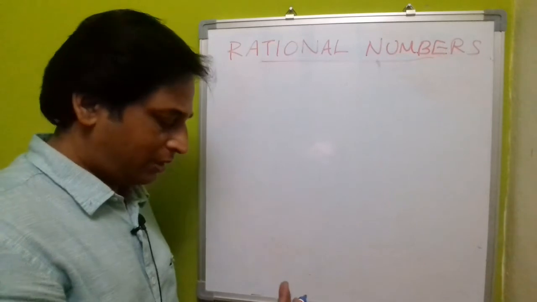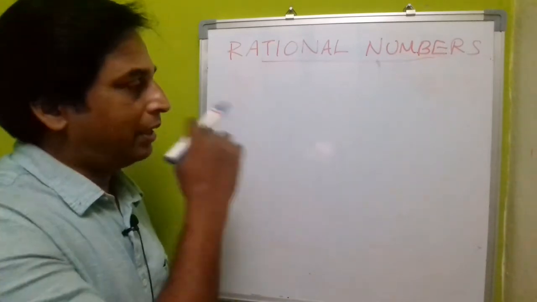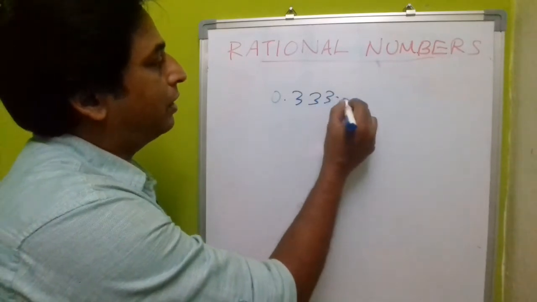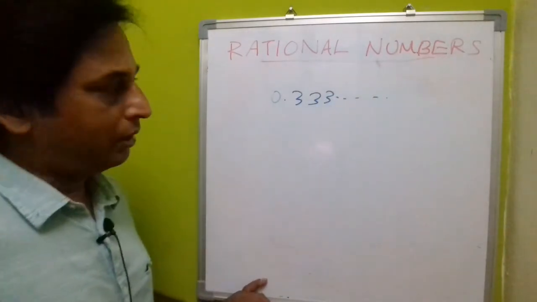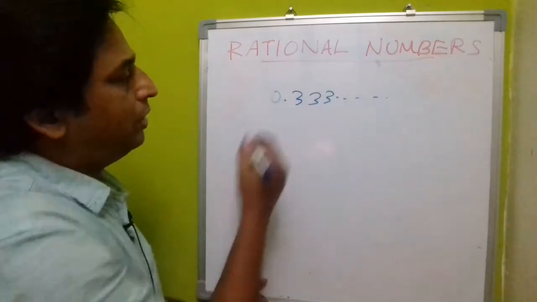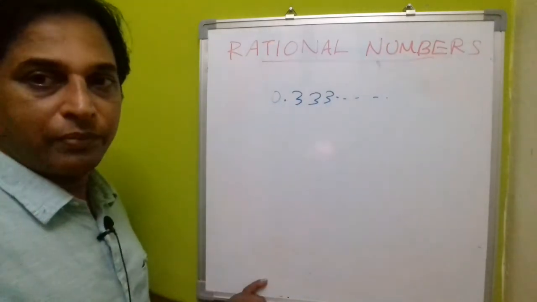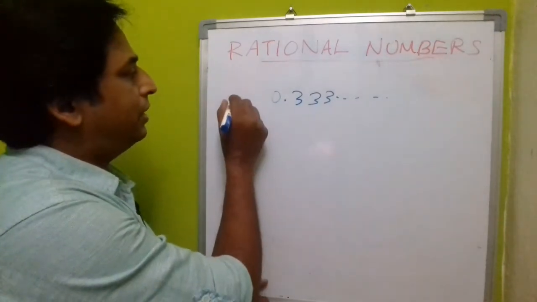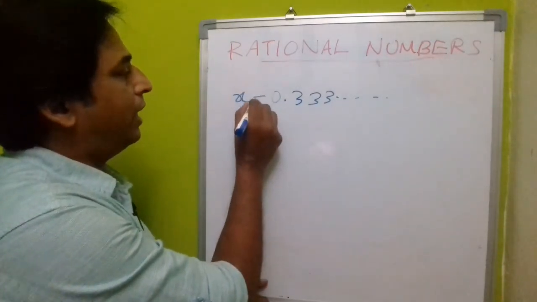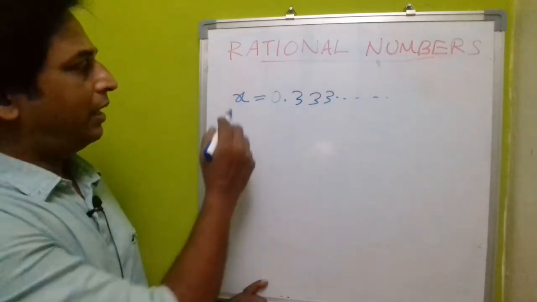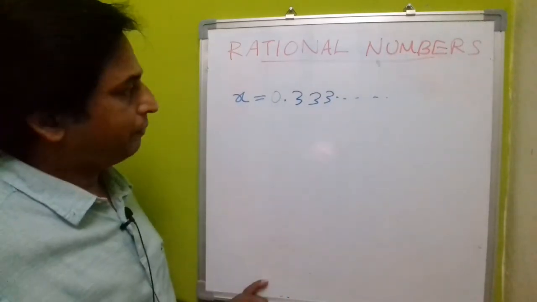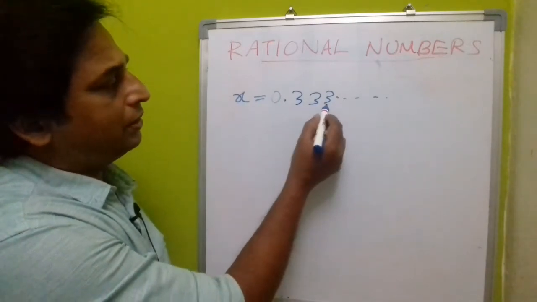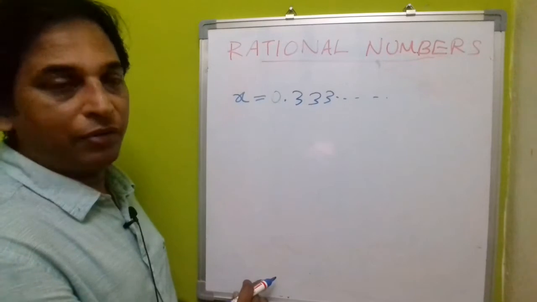So let's take an example of 0.33333, which is repeating. How can we convert this into fraction format? For that, let's consider this is equal to x. Let x be equal to this. Here you can see one digit is being repeated after the decimal.